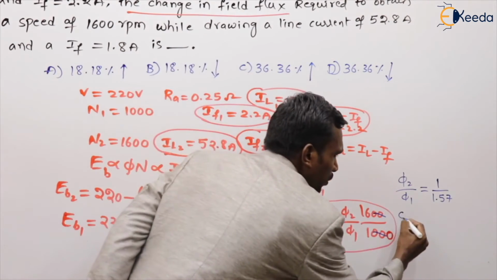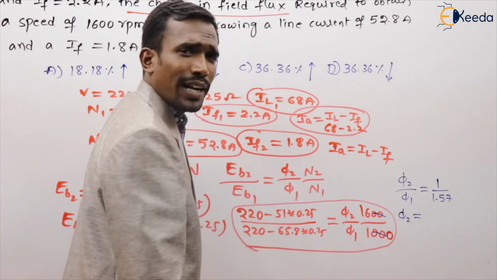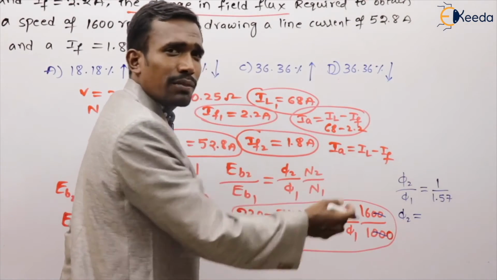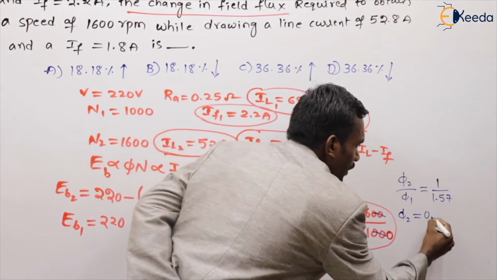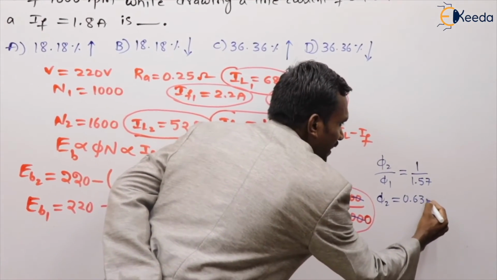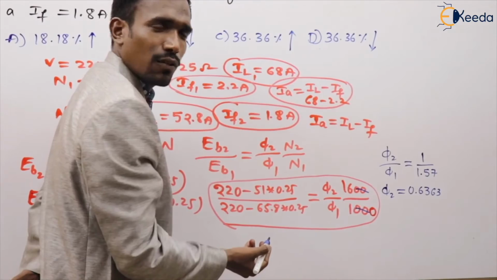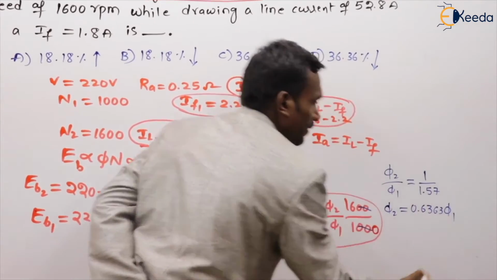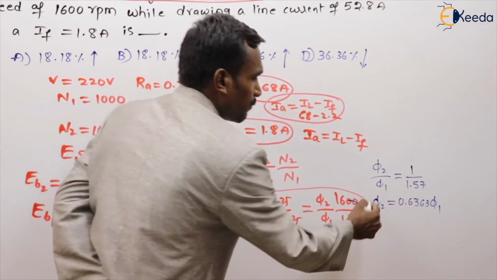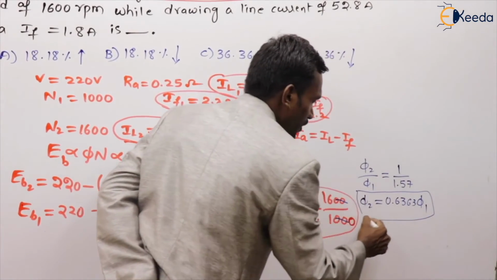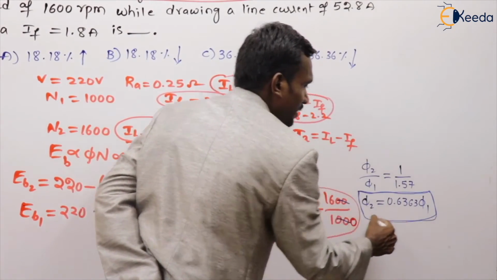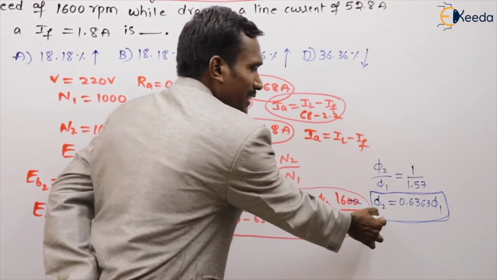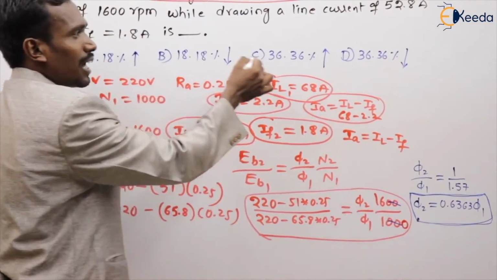Nothing but phi 2 is equal to 1 by 1.57. If you calculate 1 by 1.57, its value is 0.6363. So the flux phi 2 is equal to 0.6363 into phi 1. Just remember this. Now see the options.